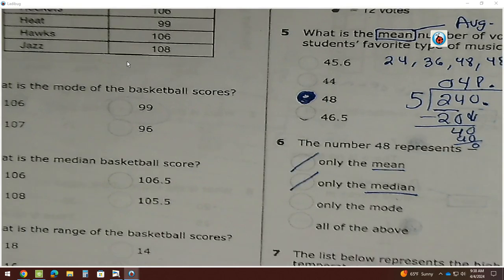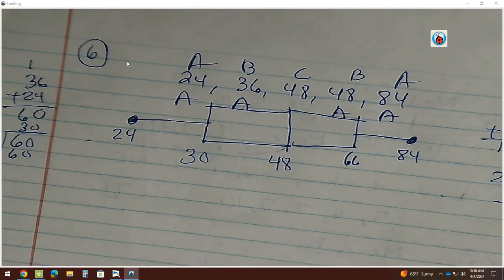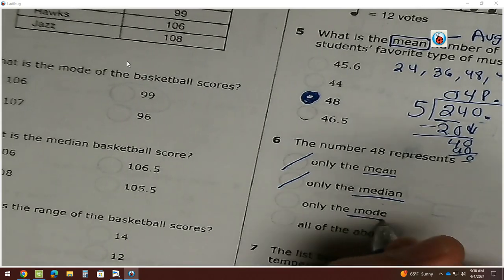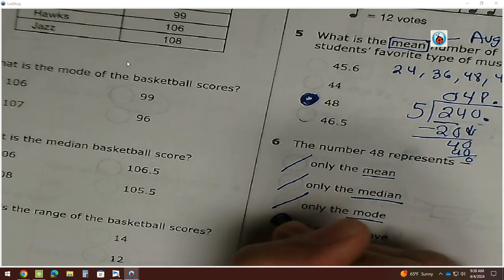Only the mode. Well, let's go check. What was the mode? The one that occurs the most often. Who occurs the most often? 48. So guess what? It's also the most, so that's why it's really all of the above.